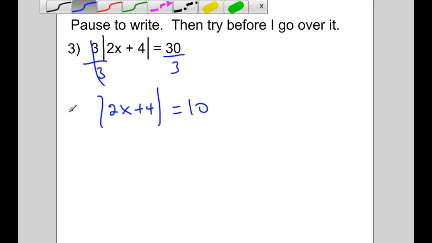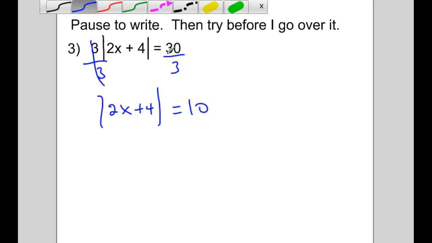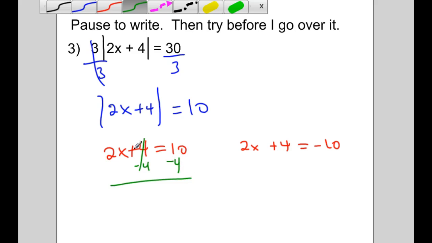Now the absolute value has been isolated. It's all by itself. And like we did on the other questions, once it's isolated, like this one was, we write two separate equations. This is isolated now, right here. So we can write two separate equations: 2x plus 4 equals 10, and 2x plus 4 equals negative 10. Solve each one of those. Subtract 4, that cancels this stuff out.